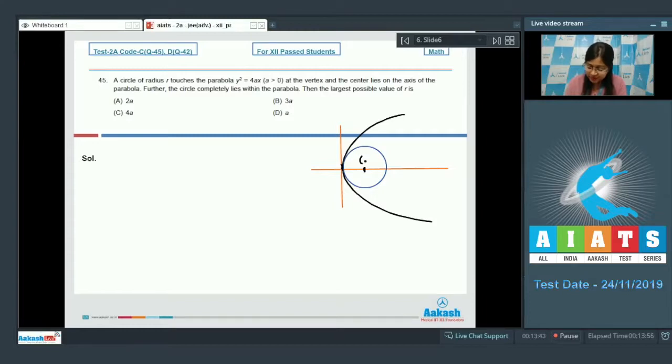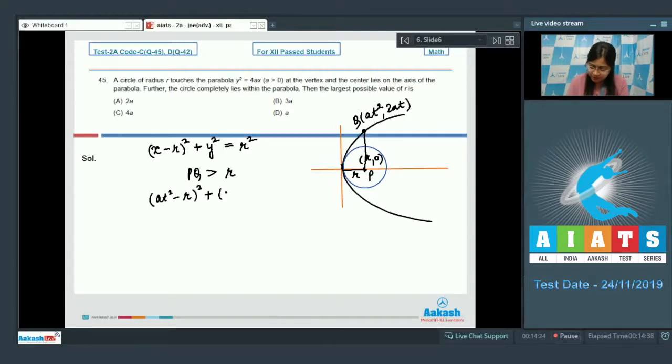So let us take the coordinate of center as r, 0 and radius is also r. So equation of such circle is x minus r whole square plus y minus 0 whole square is equal to r square, right? Now if we take any point on the parabola as at square, 2at, then we can say that distance of point P from Q is definitely greater than the radius of the circle, that is r. So let us do that. PQ will be at square minus r whole square plus 2at minus 0 whole square should be greater than r square.